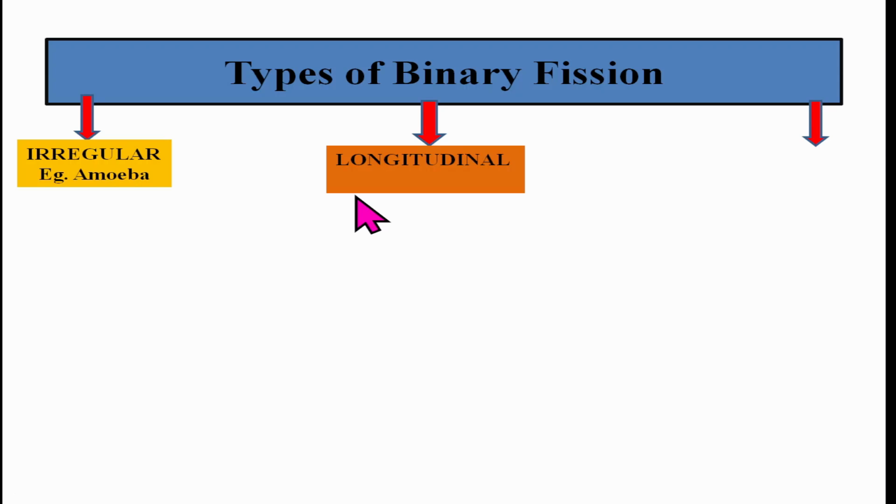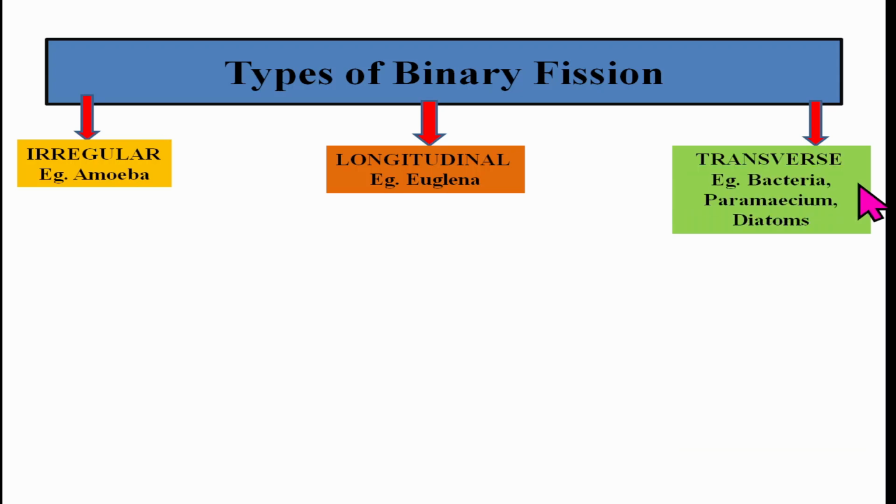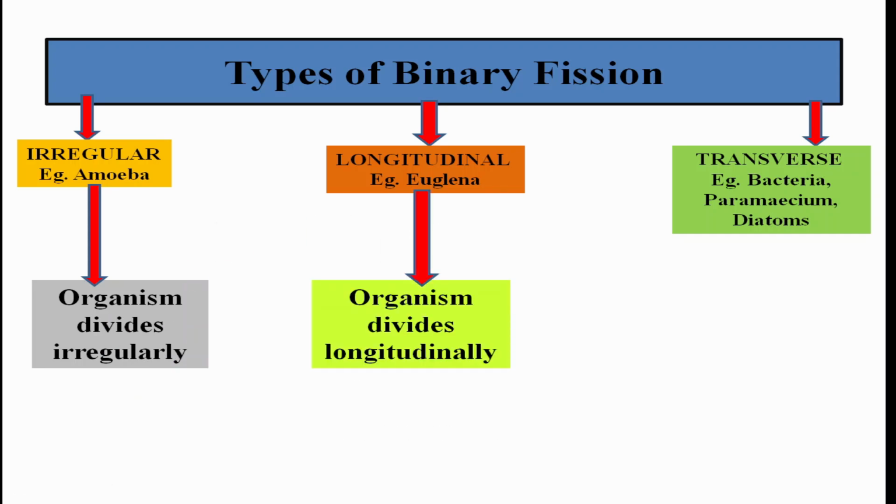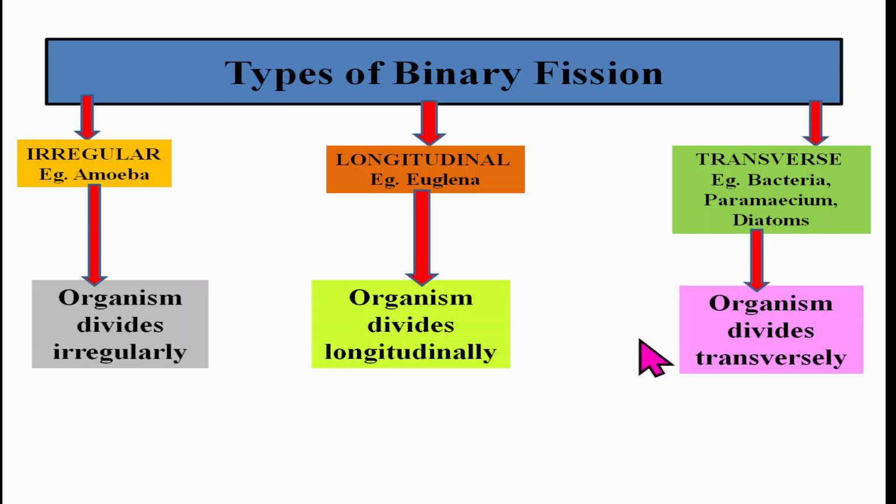Now, second is longitudinal binary fission. An example is euglena. Third is transverse binary fission, and the examples are bacteria, paramecium, diatoms, etc. Now, in case of irregular binary fission, the organisms divide irregularly, as I already told. In longitudinal binary fission, the organisms divide longitudinally. In transverse binary fission, the organisms divide transversely.